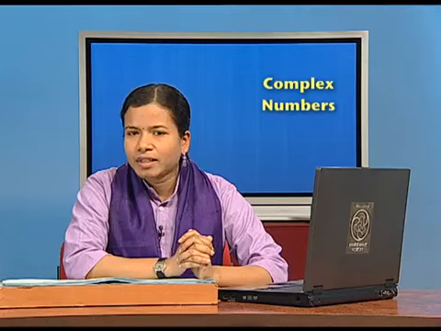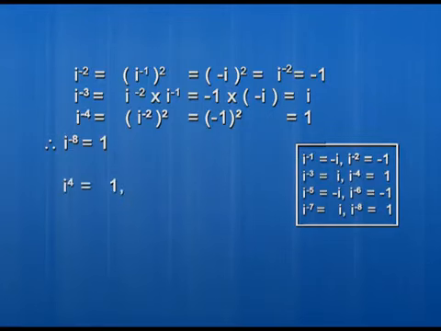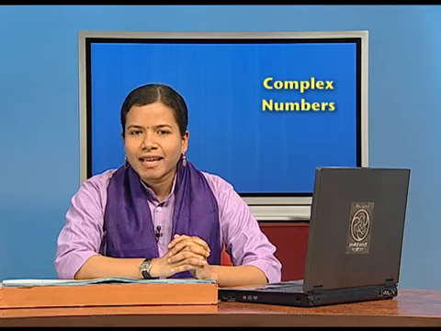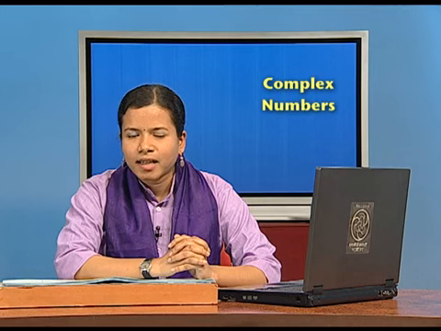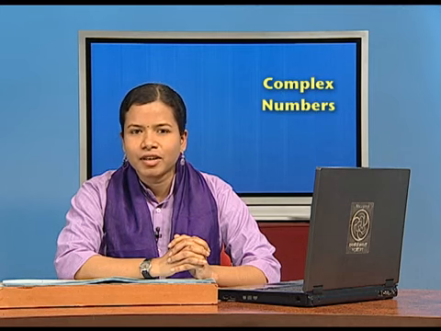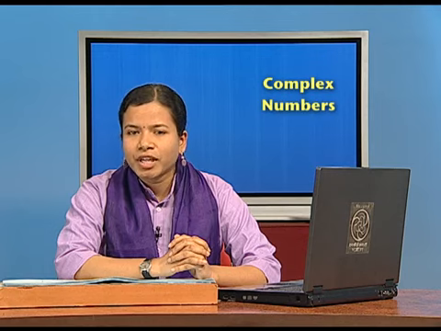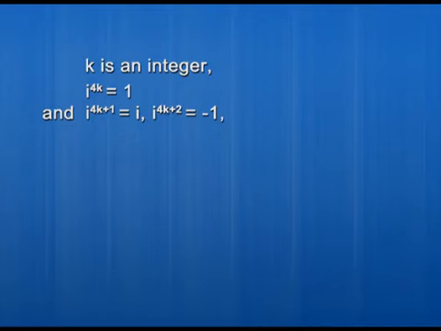One more thing we can notice here: the value of i to the power 4, i to the power minus 4, i to the power 8 and i to the power minus 8 is 1. So, generalizing all these, in general, if k is any integer, I'm not differentiating whether it is positive or negative, then the value of i to the power 4k will be 1, the value of i to the power 4k plus 1 will be i, the value of i to the power 4k plus 2 will be minus 1, and the value of i to the power 4k plus 3 will be minus i.